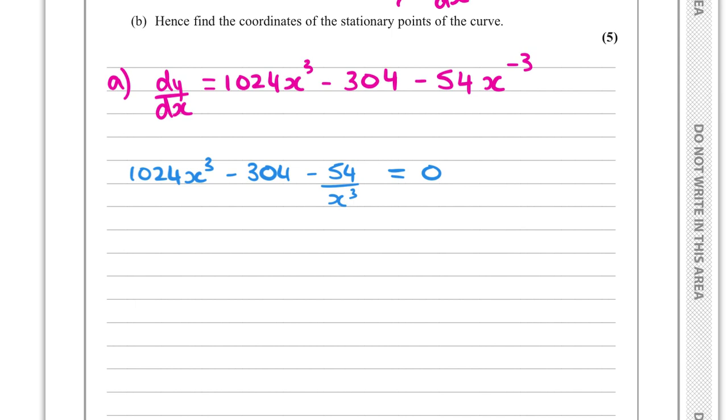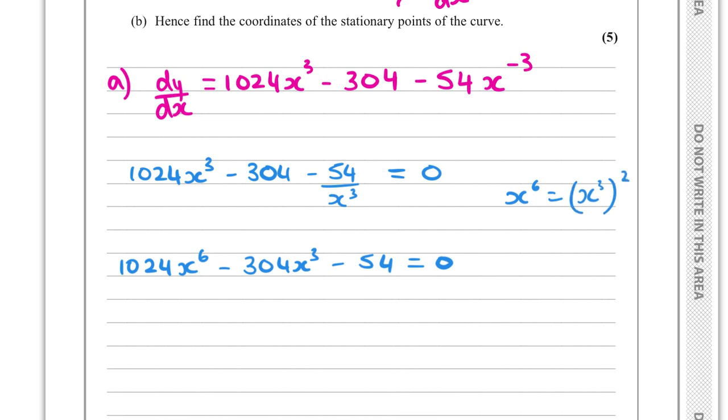Okay, let's multiply everything by x cubed first. So if I multiply everything by x cubed, what do I get? 6 minus 3 minus 54 equals 0. Okay, here we have a hidden quadratic. Why is this a hidden quadratic? Because x to the power of 6 is the same as saying x cubed squared.